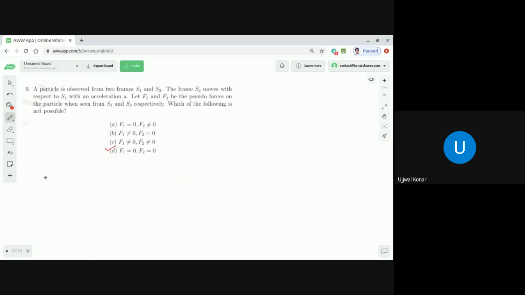Hello? Yes, sir. Dear Shrest, you got D? Sir, I didn't mark anything. Okay, so here there must be a pseudo force on the particle with respect to frame S1 or S2 or both, because one is accelerating with respect to the other. So option D is not possible. As simple as that. Correct or not?